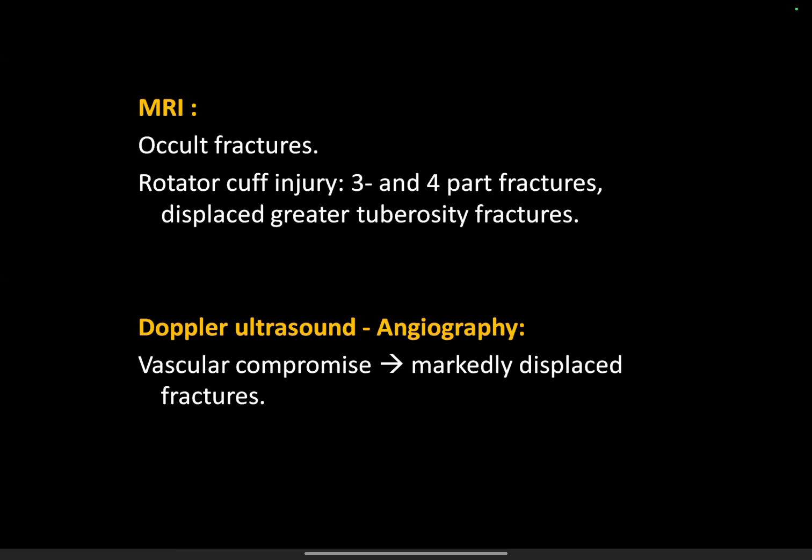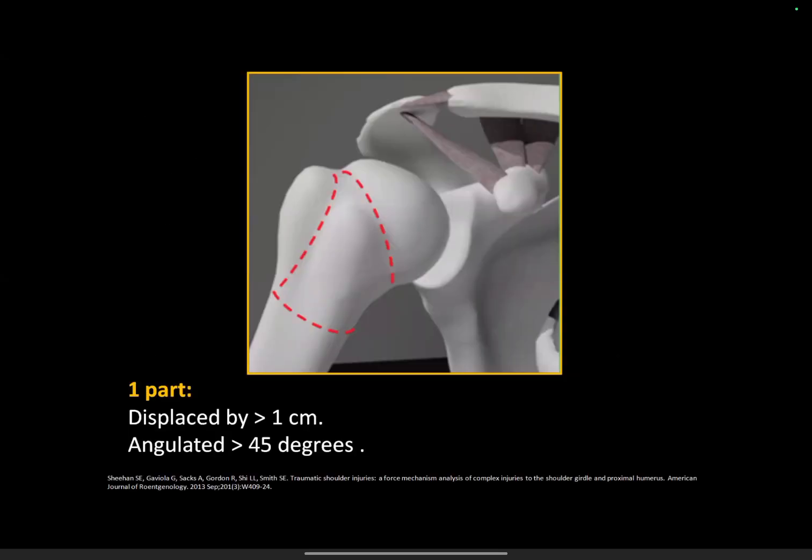MRI is good to look for occult fracture because edema is your guide. Also, it's good for evaluation of rotator cuff injury, which usually occurs with high impact injury involving 3 or 4 parts, or displaced greater tuberosity fractures. Ultrasound, or especially Doppler sound or angiography, is quite useful to evaluate the vascular structures, because they could be compromised in high impact injury, especially with markedly displaced fracture. And of note, we have the axillary artery.